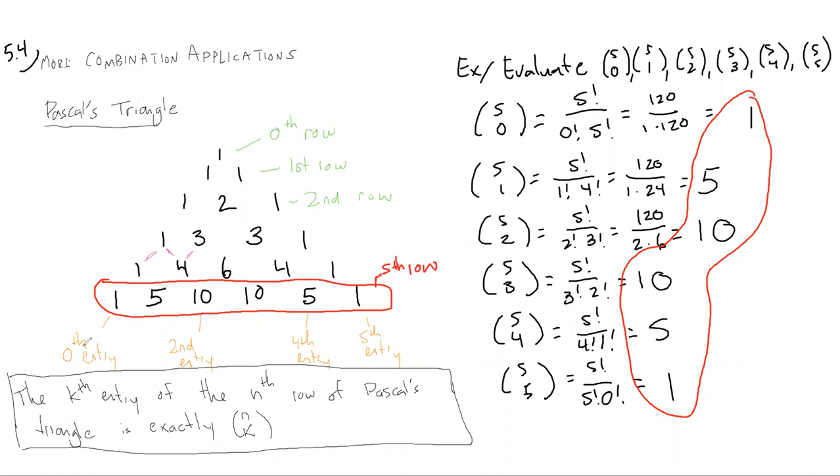And then if you read across, we can see the 0th entry, the second entry. So that's my 0th entry, my second entry, my 4th entry, and my 5th entry. The numbers on the bottom correspond exactly to the placement if we start counting by 0. And then that row number is what gives us the top number. And so, in fact, the kth entry of the nth row of Pascal's triangle is exactly n choose k.